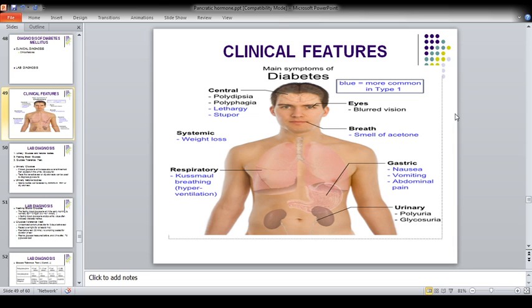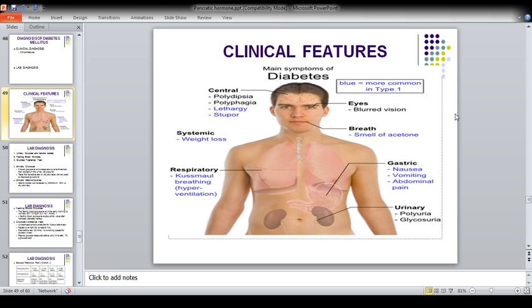And respiratory problems could occur, such as Kussmaul breathing. Kussmaul breathing is hyperventilatory breathing. Due to decreased insulin or insulin resistance, free fatty acids are being converted into ketones. These ketones would make the blood acidotic. So, diabetic acidosis, as we studied.